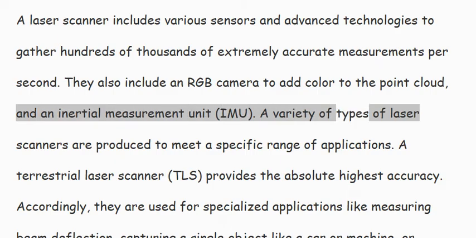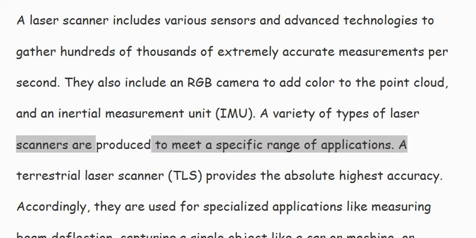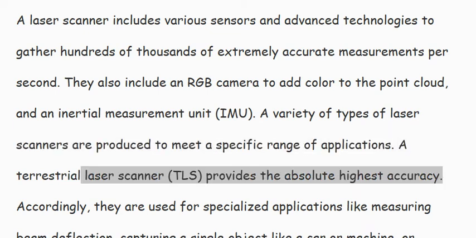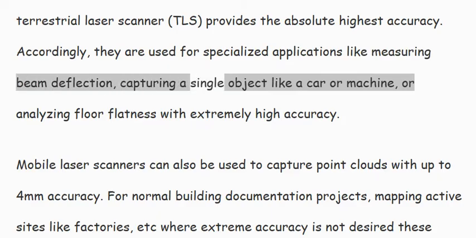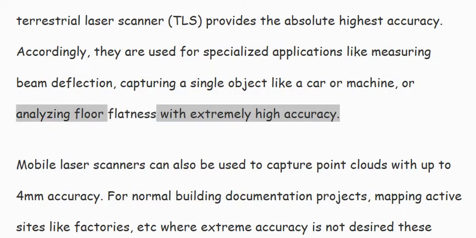A variety of types of laser scanners are produced to meet a specific range of applications. A terrestrial laser scanner (TLS) provides the absolute highest accuracy. Accordingly, they are used for specialized applications like measuring beam deflection, capturing a single object like a car or machine, or analyzing floor flatness with extremely high accuracy.